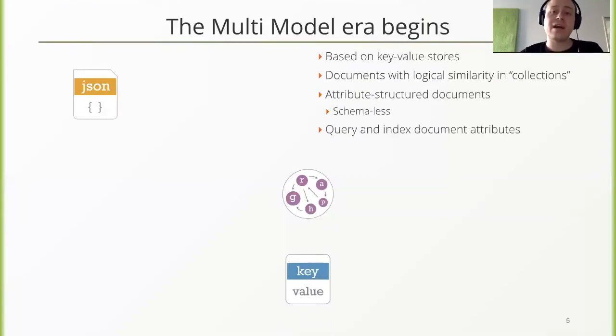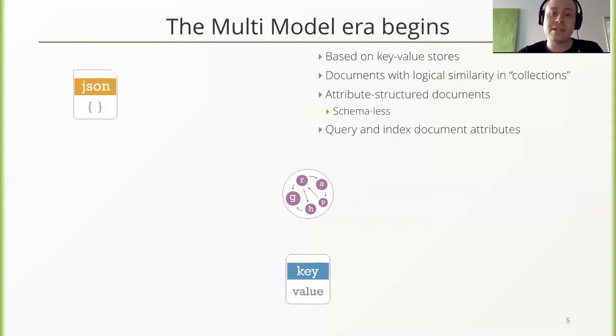These documents are attribute structured and they are schema-less. That means you do not tell the database beforehand that in this collection, every document will have an attribute name and it will always be a string. You just store attributes in it, and if one of them doesn't have a name, the database doesn't really care. In addition, you get queries and indexing of those document attributes. So you can find all documents that have identical names in the database pretty fast.